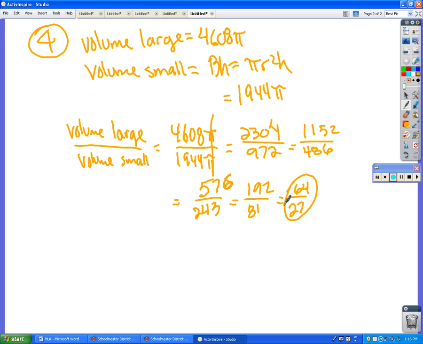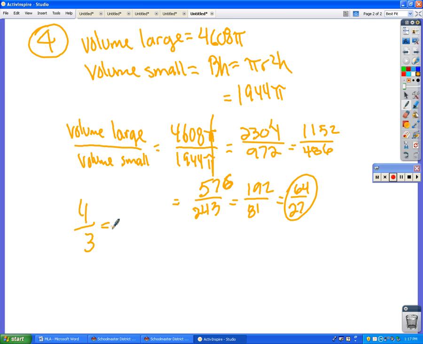Okay, now where's the 3 and the 4 coming from? Blake says, well, look, this is volume, right? So for us to talk about the sides, what do I need to do to these numbers? Cube root them, because volume is cubed, so I can do the opposite and cube root. So the cube root of 64 is 4, and the cube root of 27 is 3. Okay, good, that's all we needed to get us started.